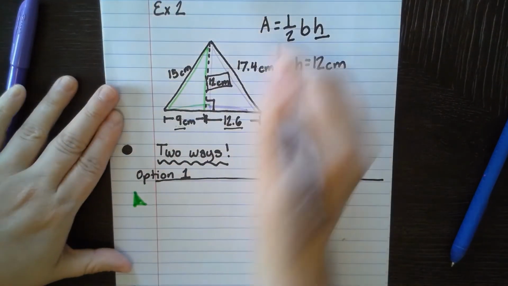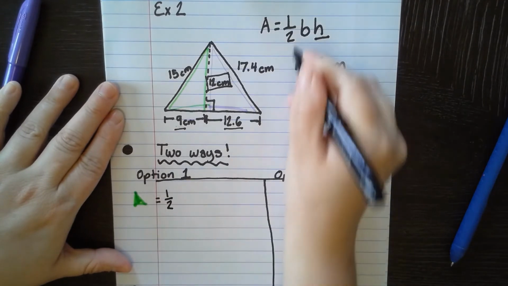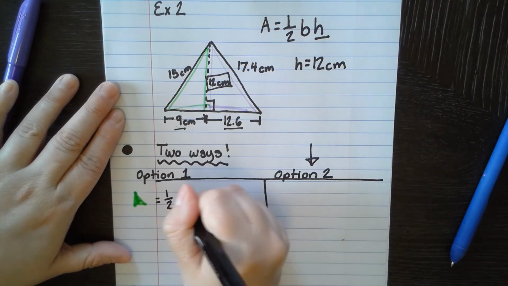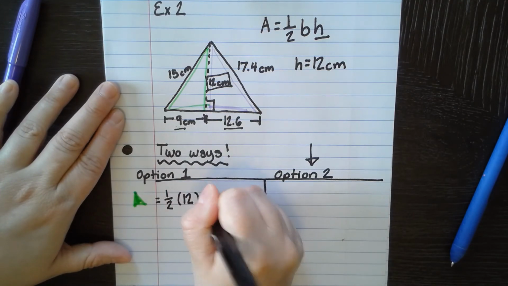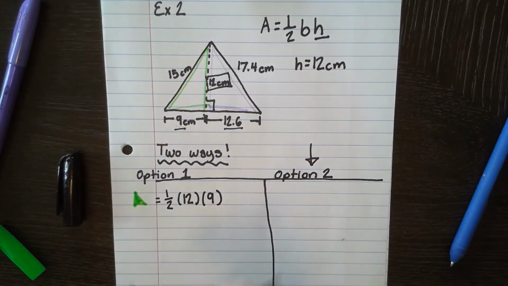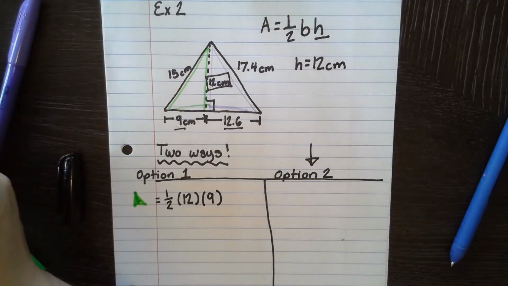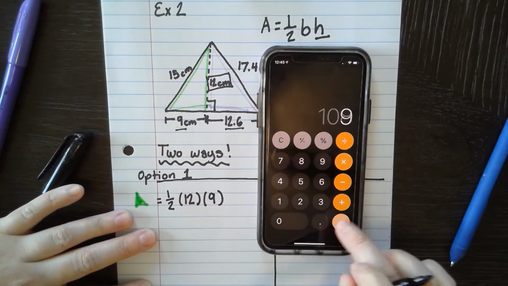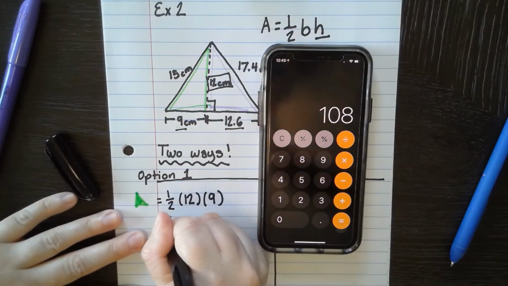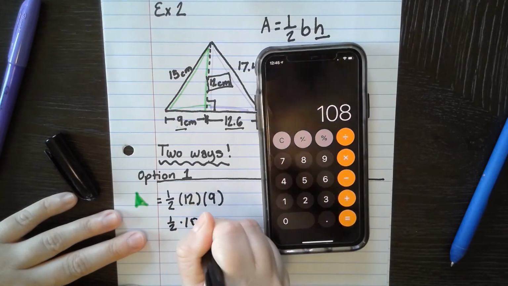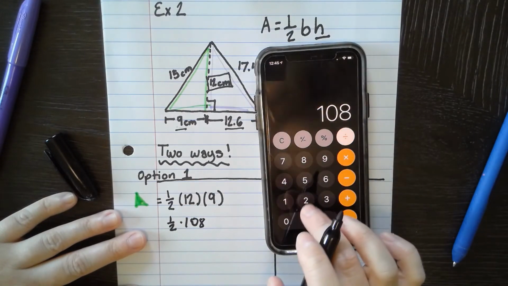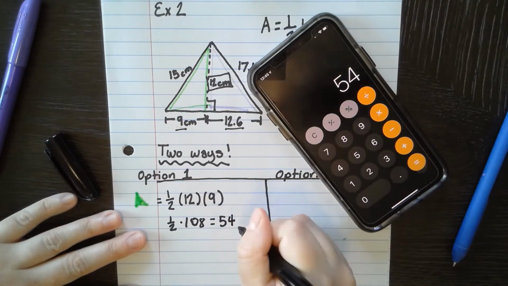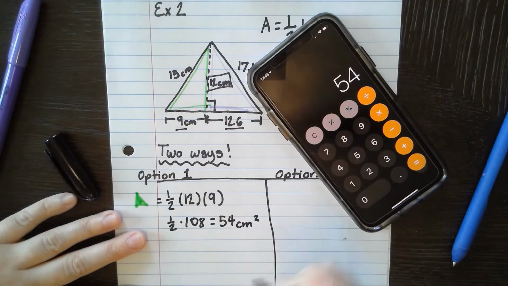I would first solve for that area. So what that looks like again, it's 1/2 base times height, which is 12 times that 9 for the green triangle. So that's 1/2, 12 times 9. Especially if I do not know my multiplication facts, I will want to pull up a calculator and use that. So I would just do 12 times 9, which is 108. So that's 1/2 times 108. That's really 108 divided by 2. When I do that, I find that this is 54 centimeters squared.